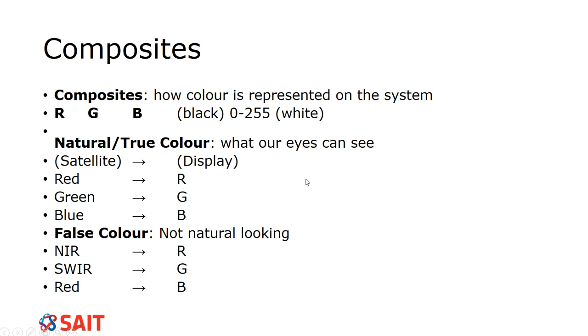So going down here into natural or true color, this is what our eyes can see. This is how we view the world. Looking down here, I've got a little table. I have my satellite band, and then I have the display that goes on the screen. If I'm using natural color, I'm going to put in the colors that represent the display. So my red band from the satellite goes into my red slot. The green band goes into the green slot. The blue band goes into the blue slot. Because the colors actually match, it's going to appear as natural color.